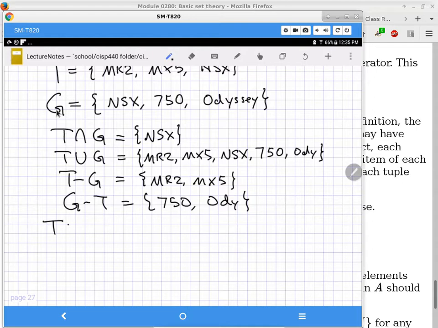So when we look at T cross G, we know the result is a set. But what is in the set? Well, first of all, how many elements are you expecting in that particular set? 2, 3, 3. No. Yep, go ahead.